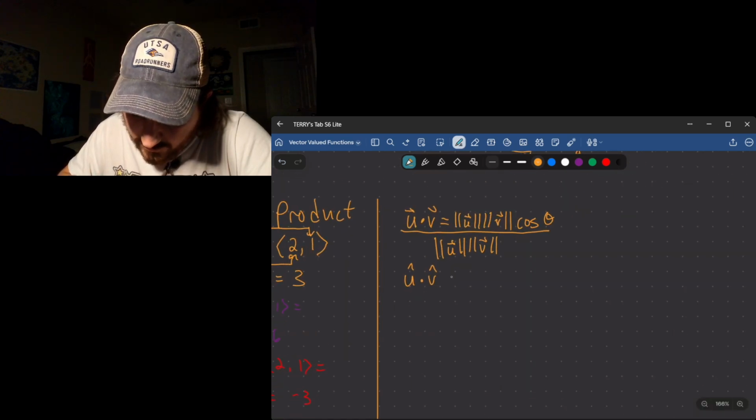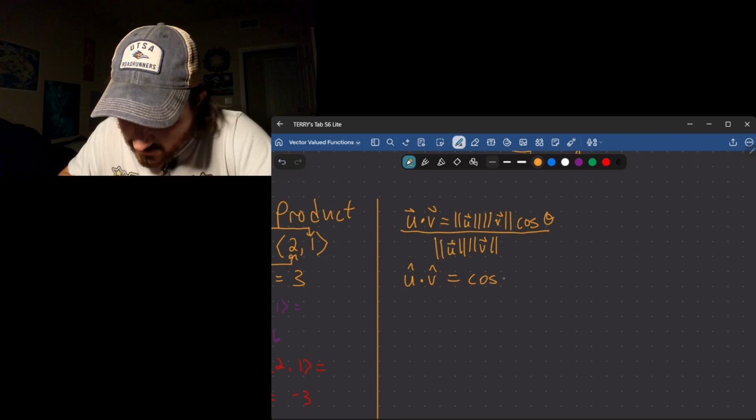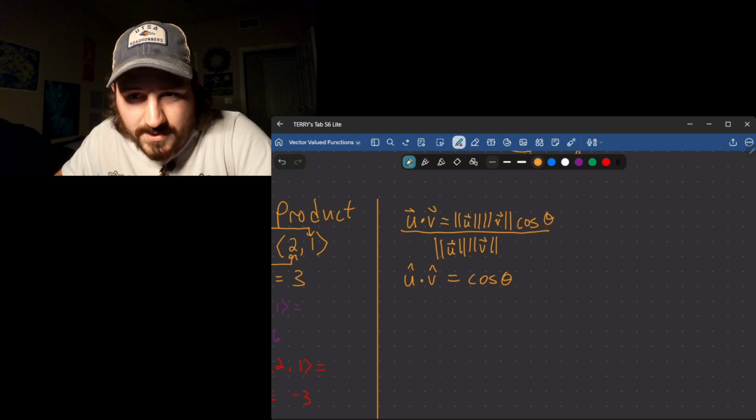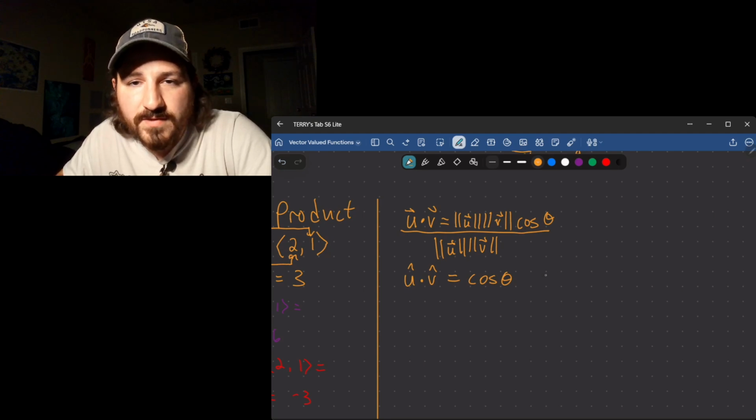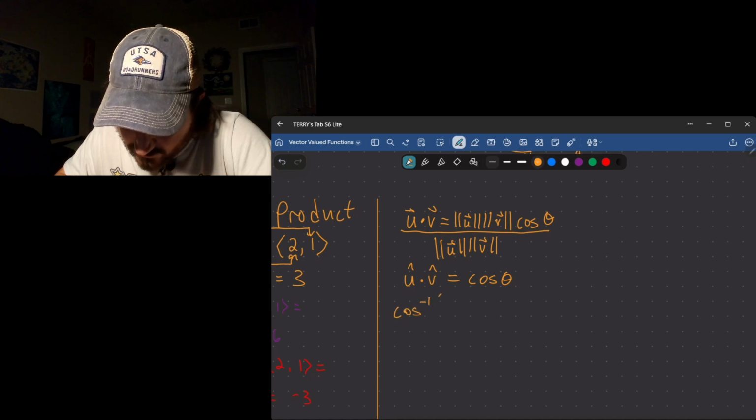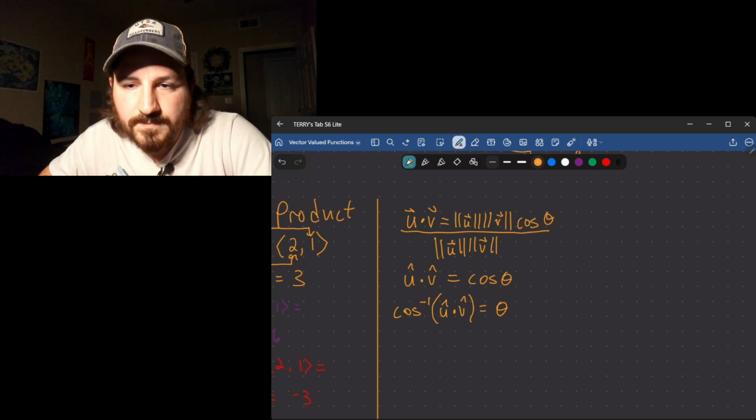Okay, so back to what we were doing here. We have u hat dot v hat, since we divided them by their own magnitudes, and that equals cosine of theta, right? Now we're not quite to the point where this equals an angle yet, so we have to take the cosine inverse of each side. So we'll get cosine inverse of u hat dot v hat is equal to theta.